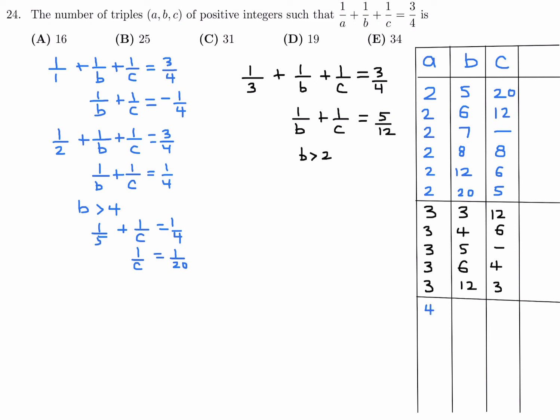Now we get to A equals 4. So we have 1 over 4 plus 1 over B plus 1 over C is equal to 3 over 4.